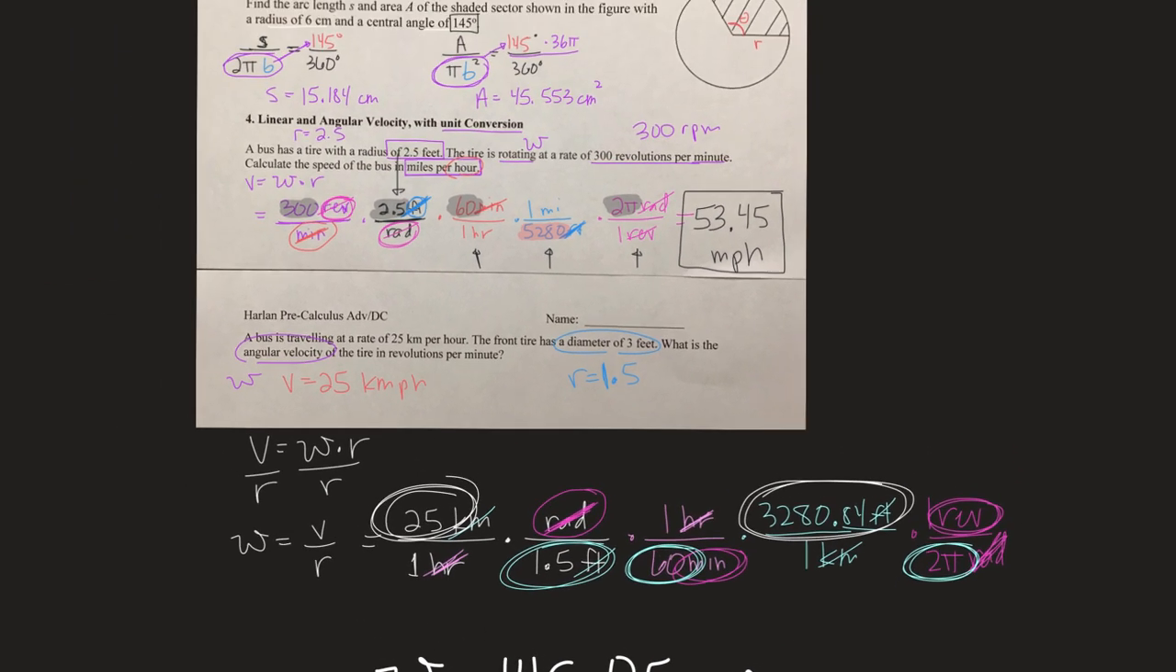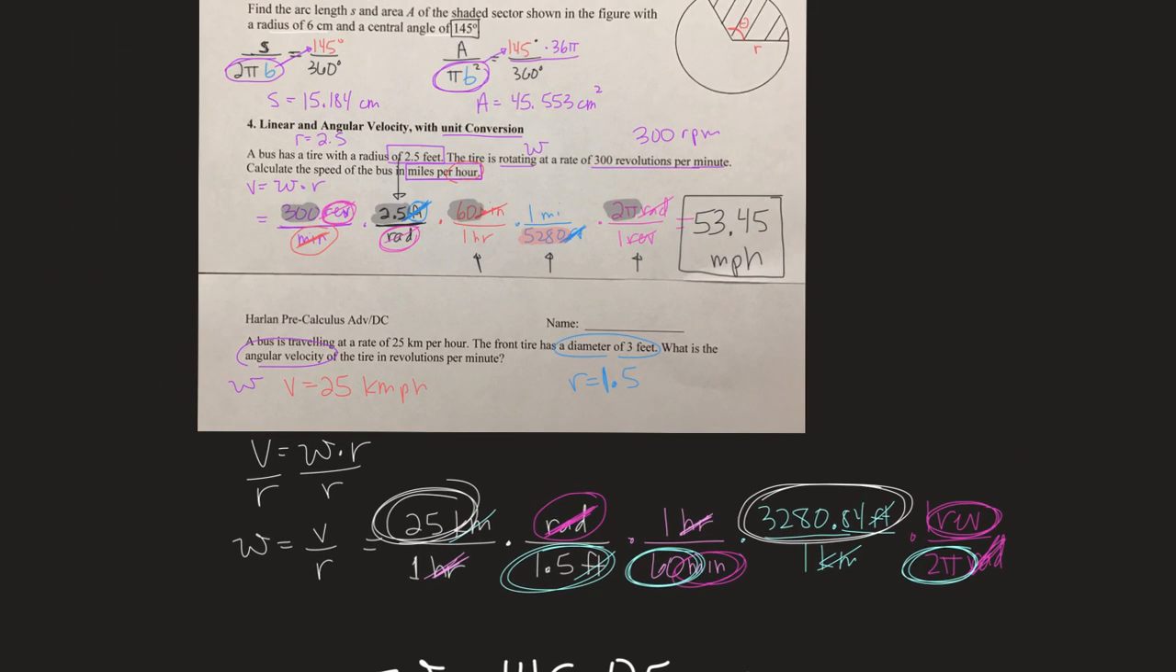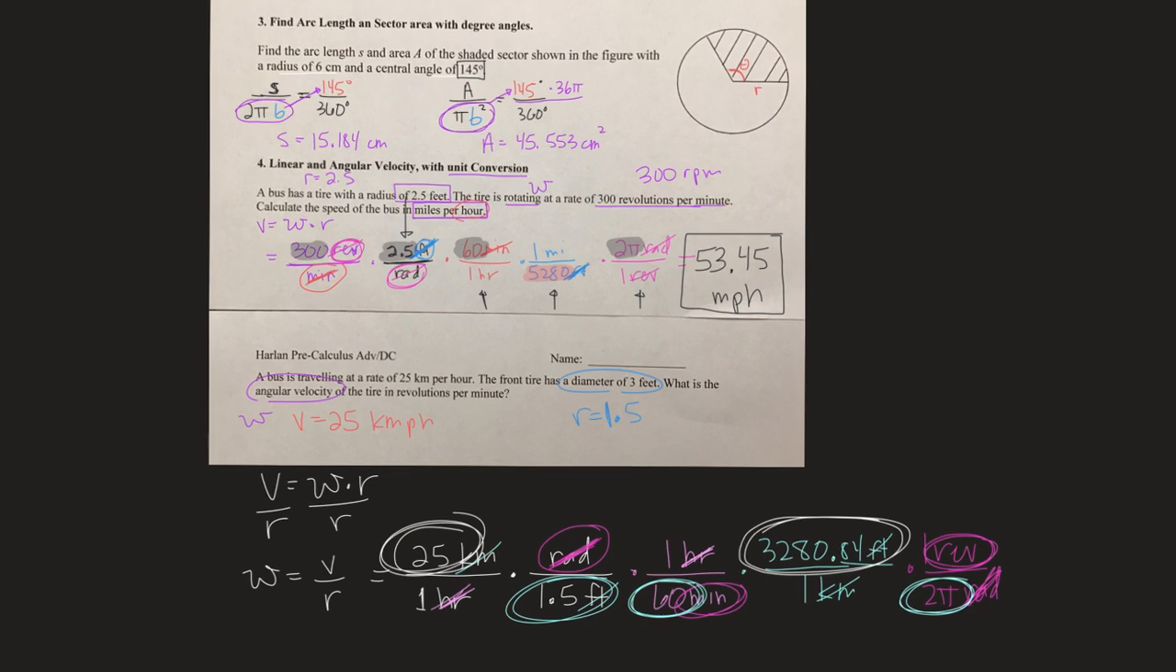Okay, so when you're doing your unit conversions, you want to think about their equivalents. How many minutes are there in hours, and how many feet are there in miles? Switch all those, but how does it convert? Okay, so that's how we do our unit conversion with linear and angular velocity.